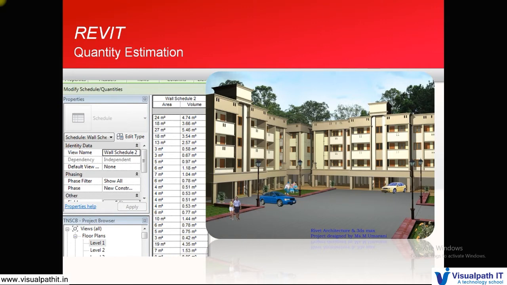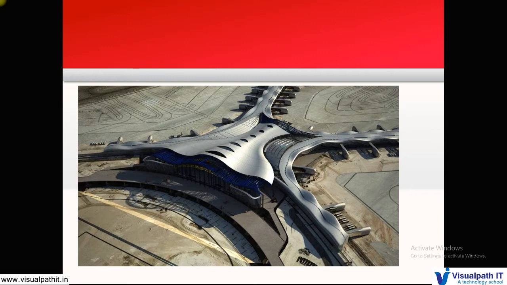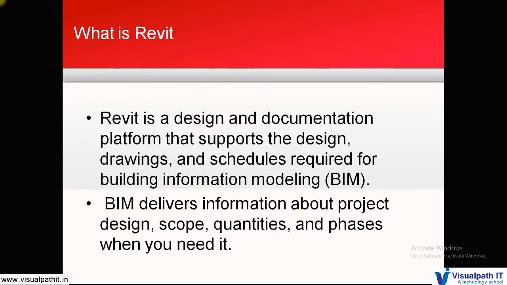So this we call scheduling here. You don't say quantity estimation, you say schedule. It's a wall schedule, door schedule, and then you will say material takeoff. So this is called schedules or quantities. Now this again is one more commercial project which has been executed in Revit. Terminal airport building, what you saw. This is one more residential condo.